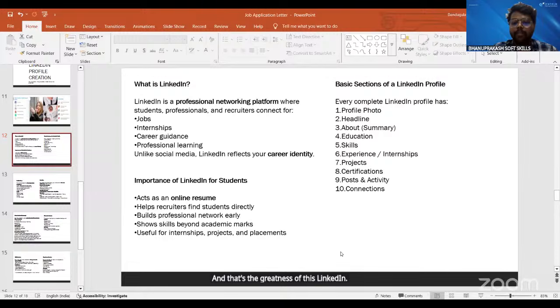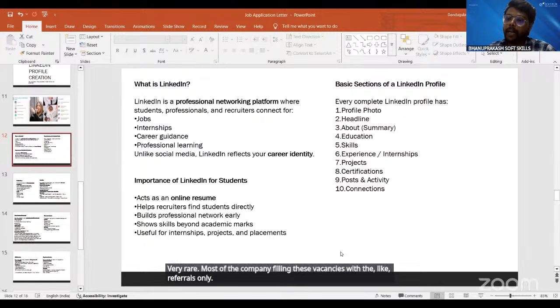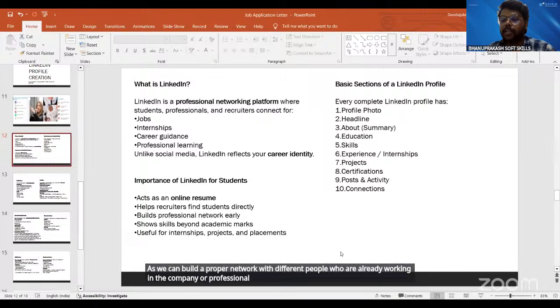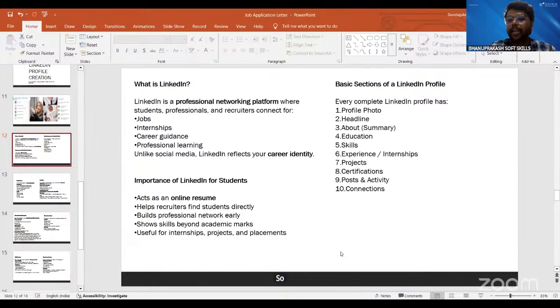And normally, it is very rare to go all by ourselves, find jobs and get selected by a company. Most companies fill these vacancies with referrals only, as we can build a proper network with different people who are already working in the company or professional persons like HRs. We can directly build a network and contact them, so that the process of job interviews and everything goes really well and very fast.